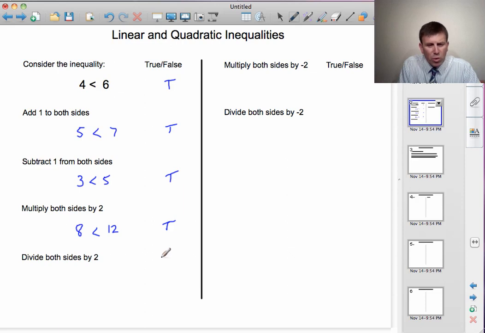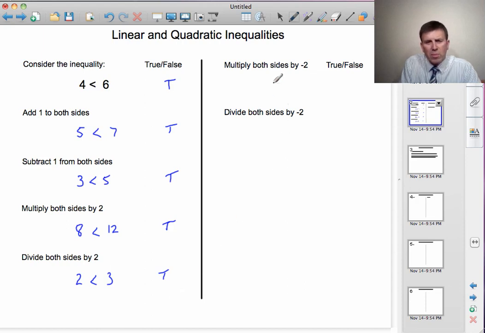What about dividing both sides of the inequality by a number? Let's divide both sides by 2. 4 divided by 2 is 2. 6 divided by 2 is 3. And again, 2 is less than 3. The inequality is still true.